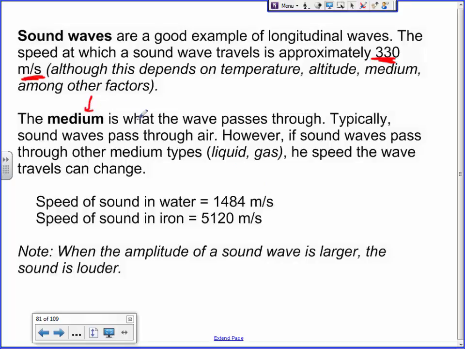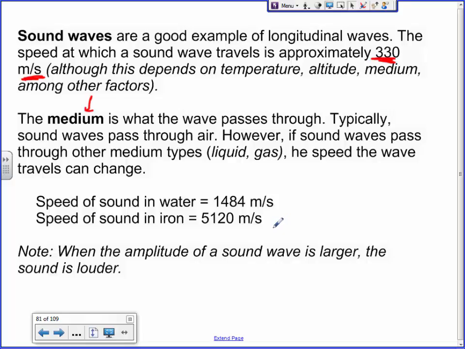Have we used the word medium already in this course? Okay, so medium's what it travels through. I don't need you to memorize these ones, but stuff travels at a different speed through different stuff. So sound actually travels faster in water, and even faster in iron, which is kind of crazy. Not that you usually transfer sound through iron, obviously, but different mediums transfer sound differently.